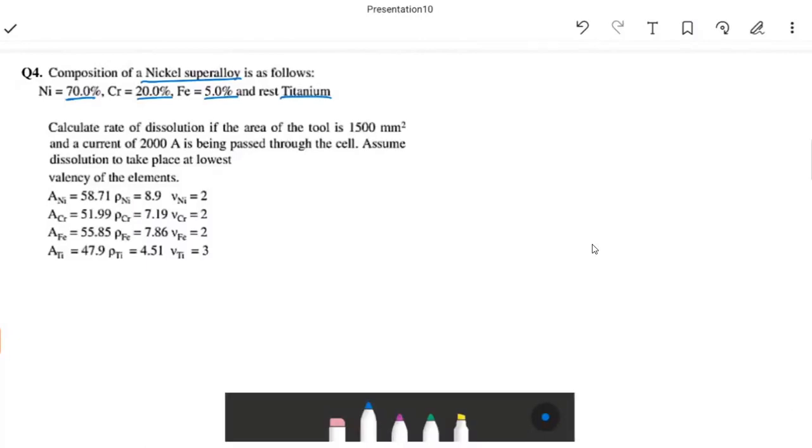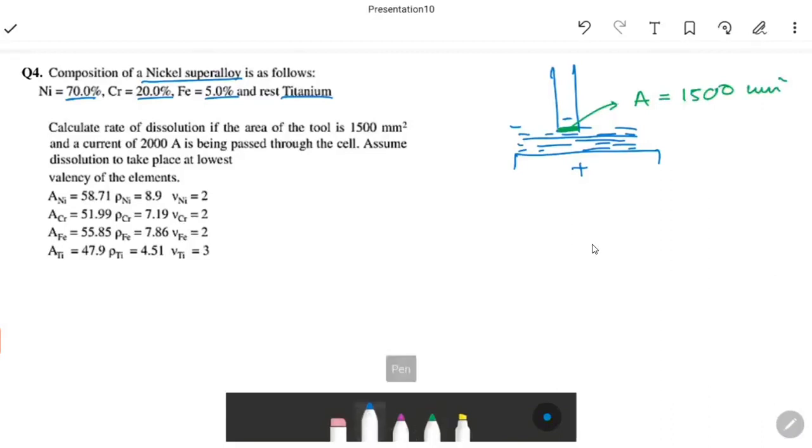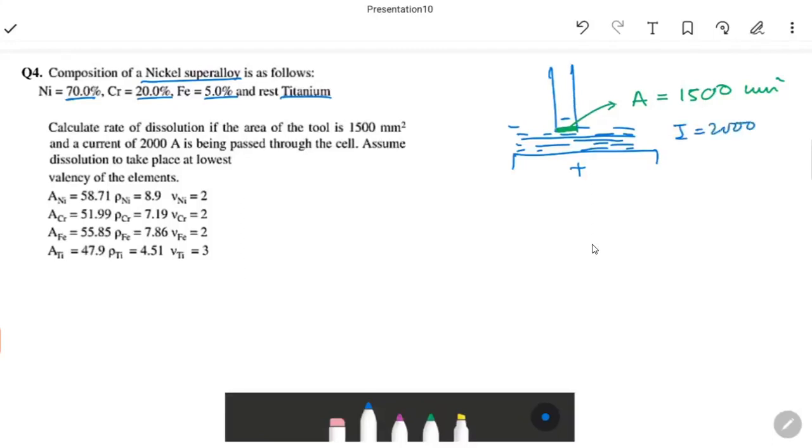Then suppose we are doing ECM on this. So now you have a standard tool electrode setup, and you have a flow of electrolyte here and this. Now you have said that the area of the tool, which is nothing but this cross section area, is 1500 mm square, and a current of 2000 ampere is flowing in between this gap. It's 2000 ampere.